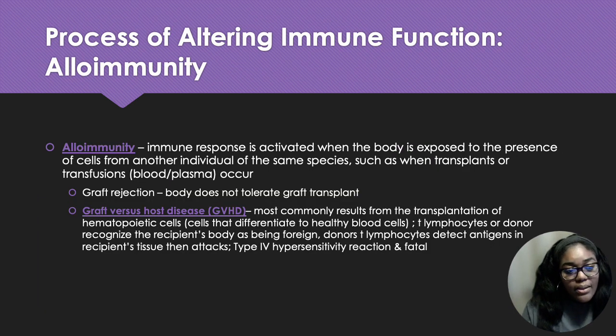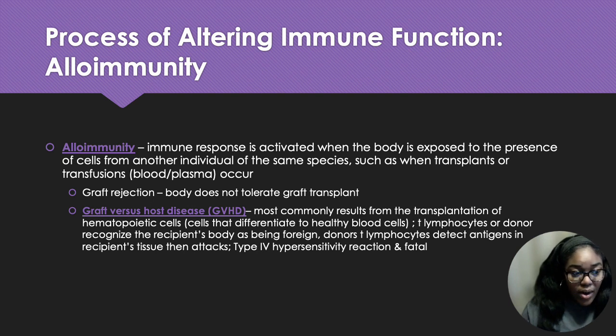Next, we'll talk about alloimmunity, and this is when the immune response is activated as a result of the presence of other cells from a different individual, and it must be from a person of the same species. So you see this a lot when there are blood or plasma transfusions or transplants. So what is occurring is that the body is rejecting it, although it is coming from an individual of the same species. So you'll see graft rejection where the body does not tolerate a transplant.